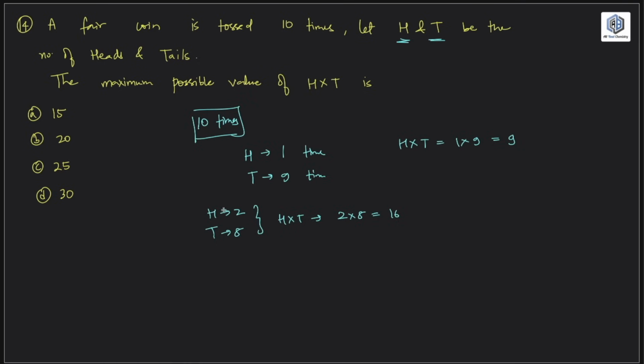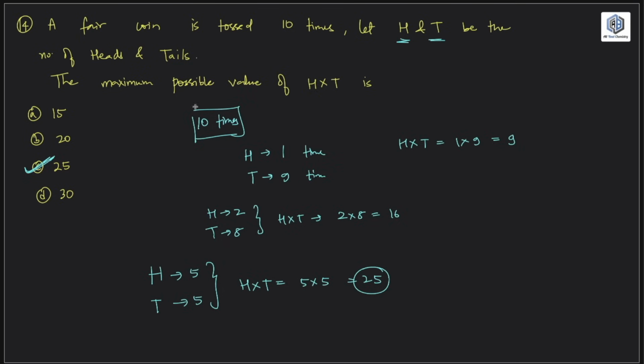To get the maximum value, the difference between H and T should be smallest. That you will only get if H and T are both 5 each. In that case H cross T will be equal to 5 multiplied by 5, which will be 25, and that's option number C.